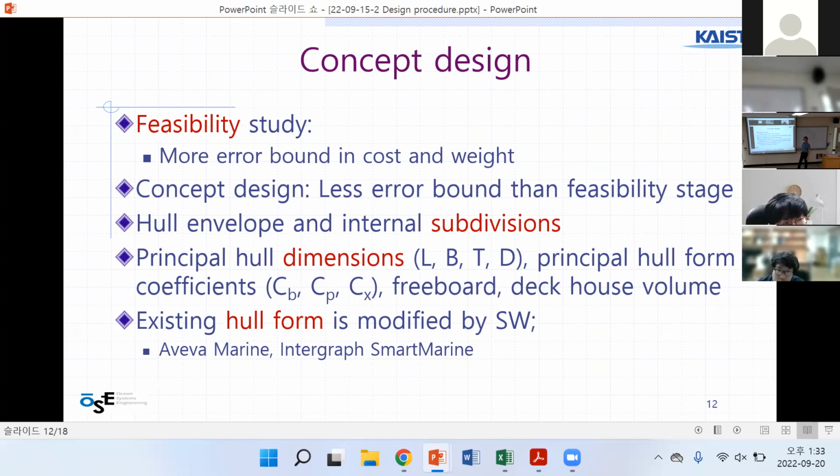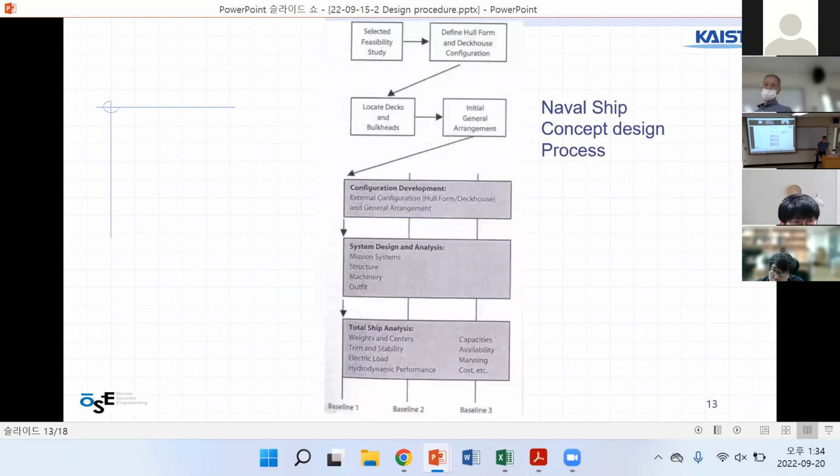Performing options, something like block option, the prismatic option. In this section, freeboard comes in: freeboard, deckhouse volume, and the existing old hull form is modified by computer software. Something like a software named Aveva Marine, Intergraph. So the Navy ship concept design process, I can read, so you can jump up.